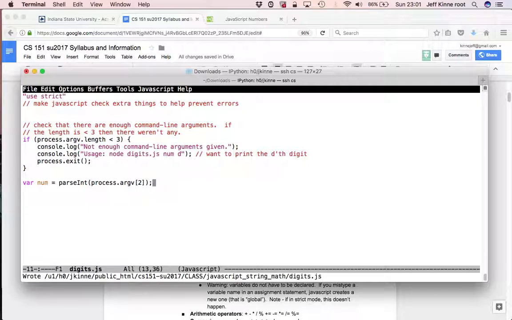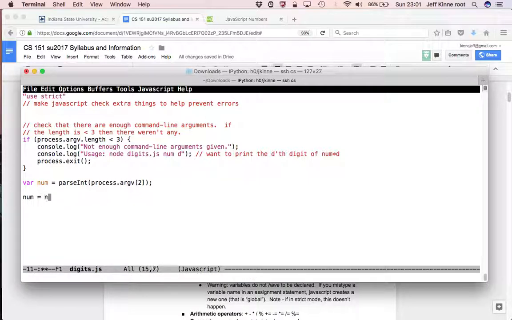Okay, so that's an integer, and one way that we could get, let's say we want to print the dth digit of num times d. Alright, so we're going to multiply num by d, and then we're going to get the dth digit or something. I'm just making something up so that there's a reason to convert this to a string.